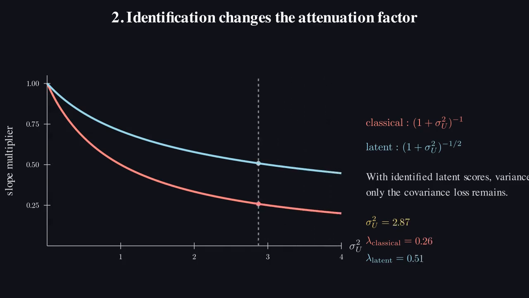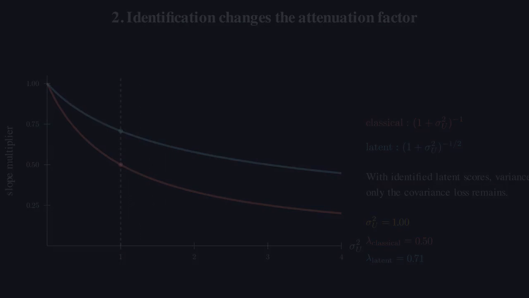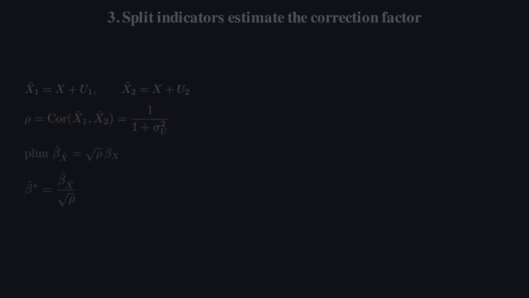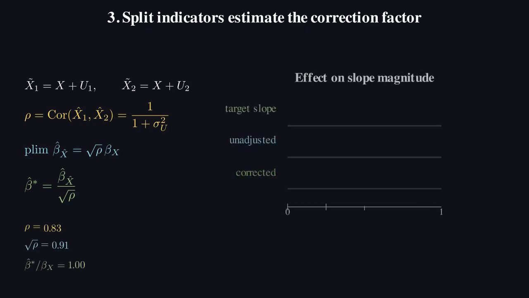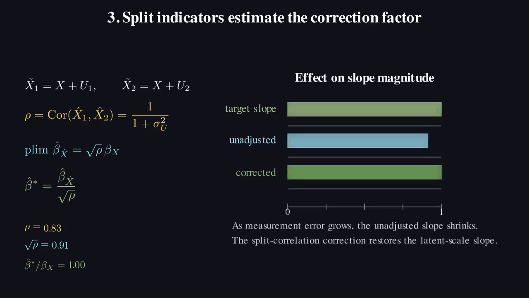The latent predictor slope is still attenuated, but it is attenuated by the square root factor because the scale has been reset. The correction uses the fact that the same latent trait can often be estimated from two disjoint sets of indicators. Each split gives a noisy measurement of X. If the split-specific errors are independent, then the correlation between the two identified scores estimates reliability. Rho equals 1 over 1 plus sigma u squared.